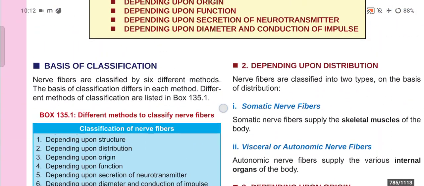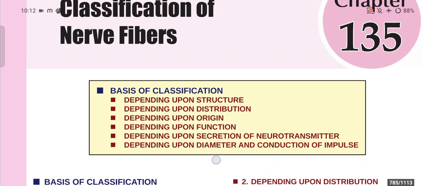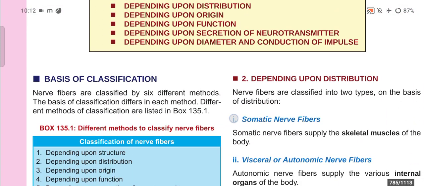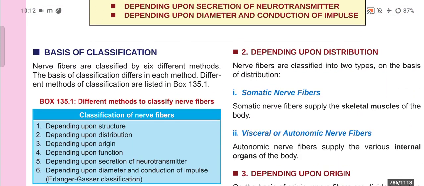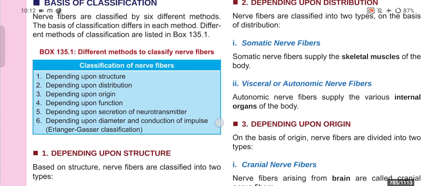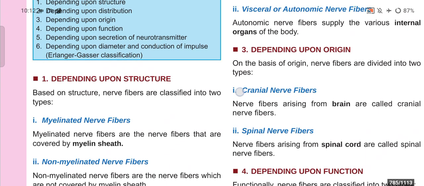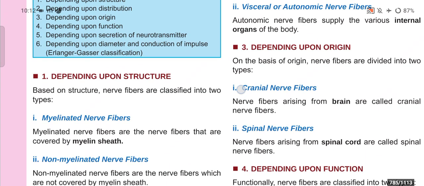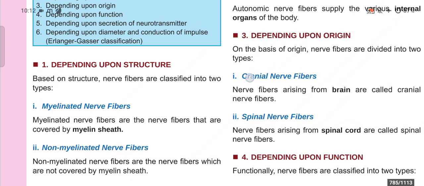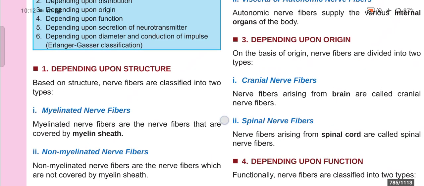So let us summarize today's topic. We have classified the nerve fibers. The basis of classification are depending upon structure, distribution, origin, function, secretion of neurotransmitter, and diameter and conduction of impulses, which is also known as Erlanger and Gasser classification. Depending upon the structure, one is myelinated, one is non-myelinated. Myelinated means presence of myelin sheath. Non-myelinated means absence of myelin sheath.